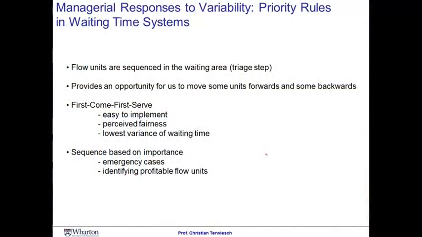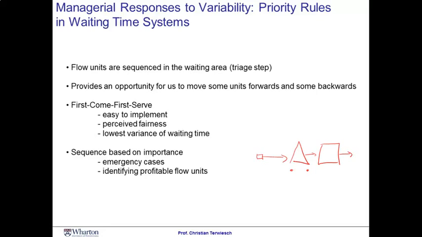So remember, we are dealing with a process flow diagram that looks something like this. Customers arrive, enter a waiting area, and then ultimately see a server before they leave. The idea of triaging, or the idea of priority rules or sequencing based on some attribute, is that we're going to introduce a tiny little step before the waiting room where we determine the importance or the priority of a customer. We move people to the beginning of the line, or we move people to the end of the line based on whatever attribute we like.